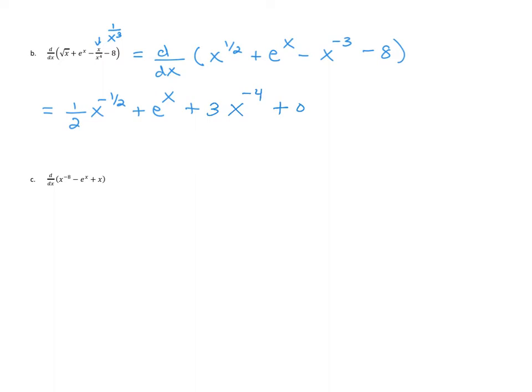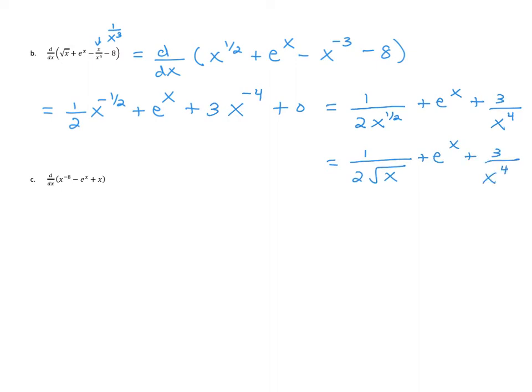We don't really need to write that plus 0, but we could rewrite this whole thing really as, if you don't want a negative exponent, you could put 1 over 2 times x to the positive 1/2 plus e to the x, and then plus 3 over x to the power of positive 4. That'd be fine. Of course, if you didn't want the root symbol, that would be 1 over 2 times the square root of x plus e to the x plus 3 over x to the 4th. So, if you want to include the root symbol instead of the power, you could write your answer like that. These are all equivalent.